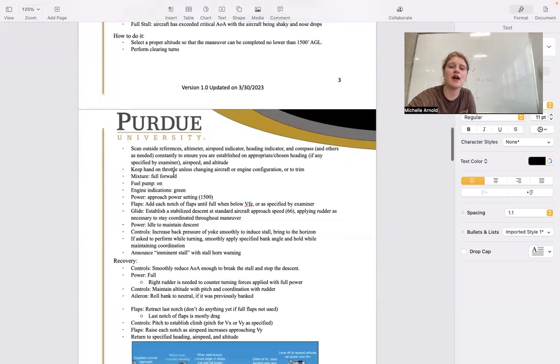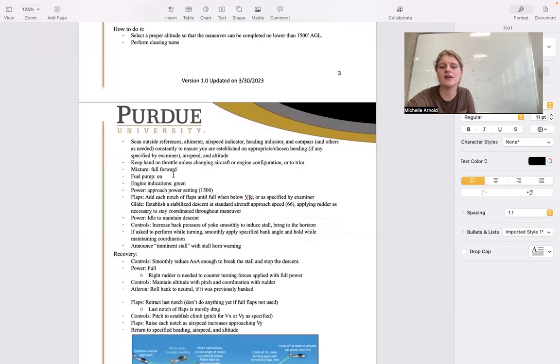Then you want to scan for outside references. You look at your altimeter, your airspeed indicator, your heading indicator, and your compass. Make sure that you're in straight and level flight and bug your heading, because you're going to want to come out of this maneuver on the same heading. You should not be turning at all.